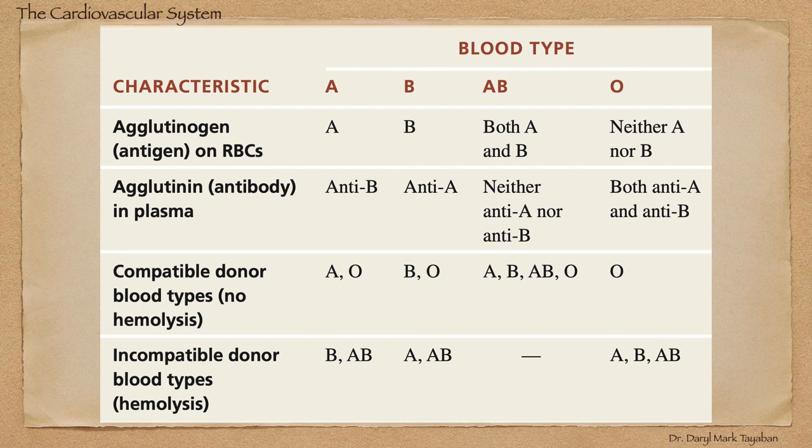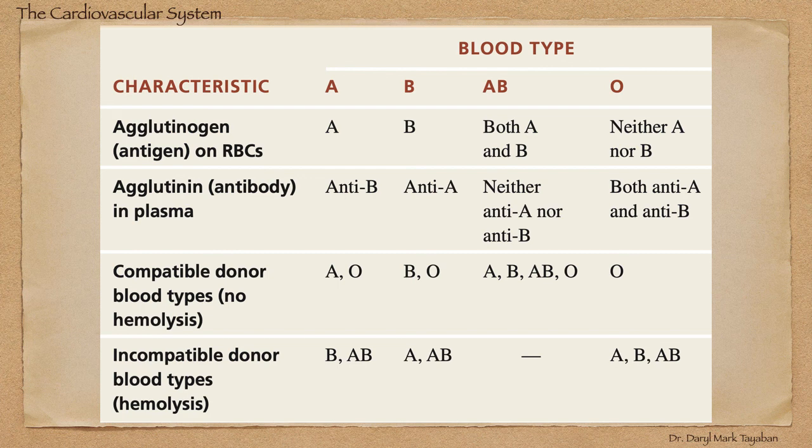If you're blood type B, you're compatible obviously with B and O. Then you're incompatible with A and AB, sorry. If you're AB, you're compatible with A, B, AB, and O, and you have no incompatibilities. While if you're blood type O, you're only compatible with O, and there could be hemolysis if you're given blood type A, B, or AB.